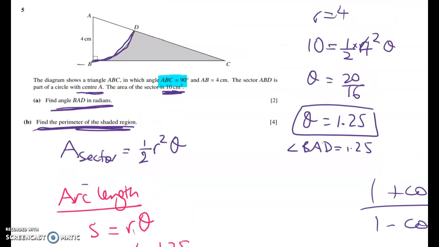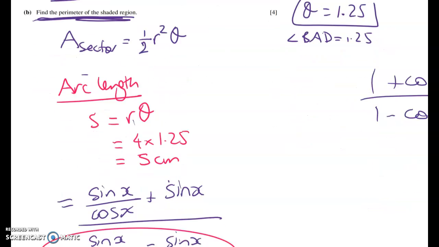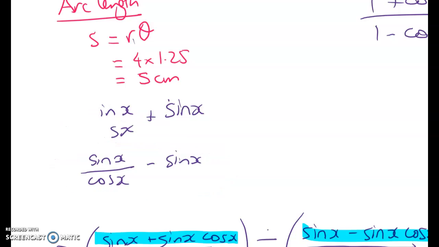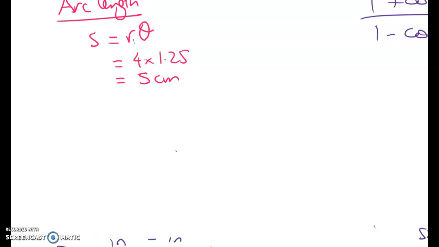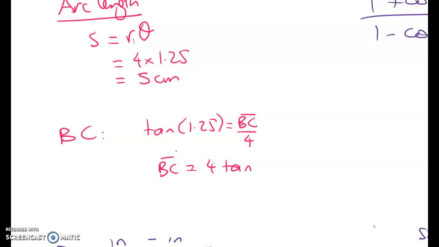Now, length BC is going to be tan of 1.25. I've got all of the mess from the last question. Sorry about that. Let me just get rid of that. Okay, so BC, so tan of 1.25 is equal to length BC over 4, or you could call it X. So BC is equal to 4 tan of 1.25, which is 12.0383 centimetres, and I'm going to round that later on.